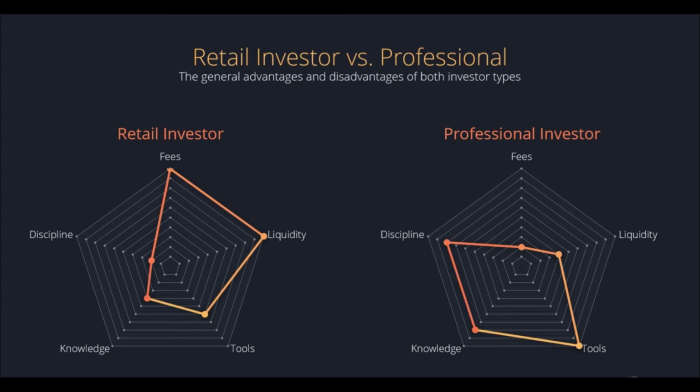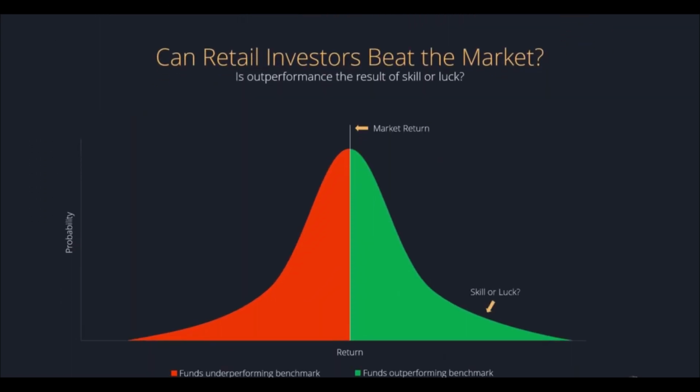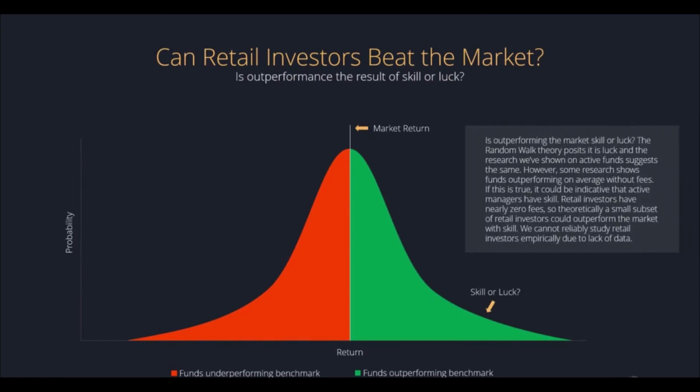And the last disadvantage, and this is a pretty big one that retail investors have, is tools. There are a lot of great tools that are available online, but none of them compare to Bloomberg, FactSet, etc. So you have a huge disadvantage in information as a retail investor. But the two main things is that you kill professional investors on fees and liquidity. And the really big thing is fees. So revisiting this idea, can retail investors beat the market?